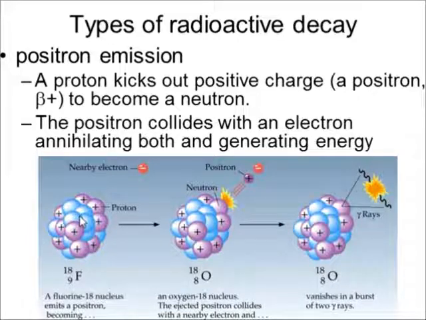Here's just a visual example. I've got fluorine. As it goes through the process, that proton kicks out a positron and an electron. It becomes a neutron there, and so you see that the atomic number drops down by 1. So it goes from being fluorine to oxygen. So that's a positron emission.